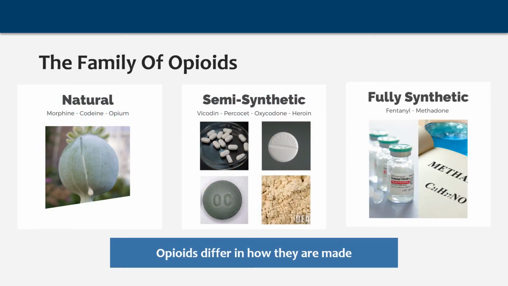Opioids differ in how they are made and in their potency. For example, morphine and codeine are natural opioids originating from the poppy plant. Heroin, oxycodone, Vicodin, Percocet, and many others are semi-synthetic, which means they are part natural and part man-made. Drugs such as fentanyl and methadone are fully synthetic or fully man-made.